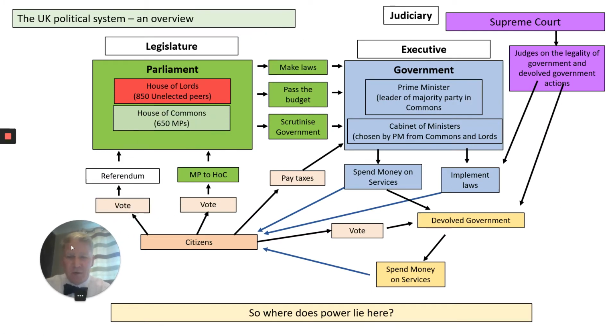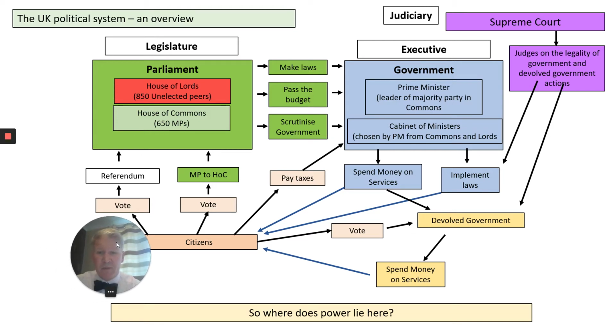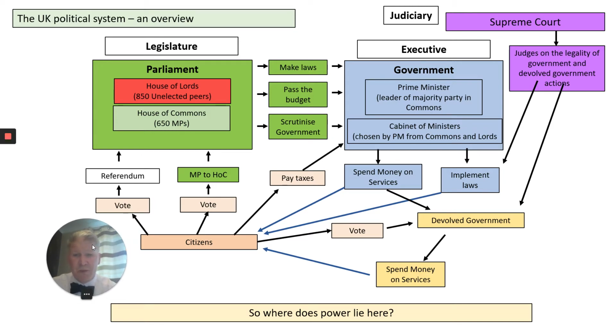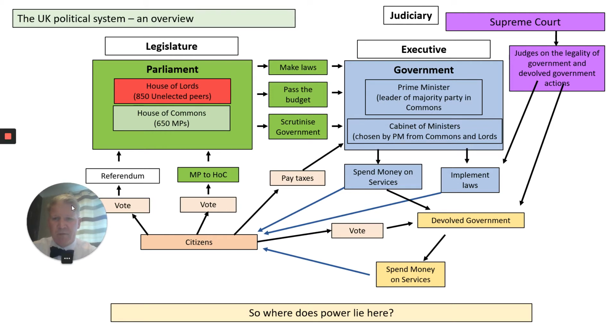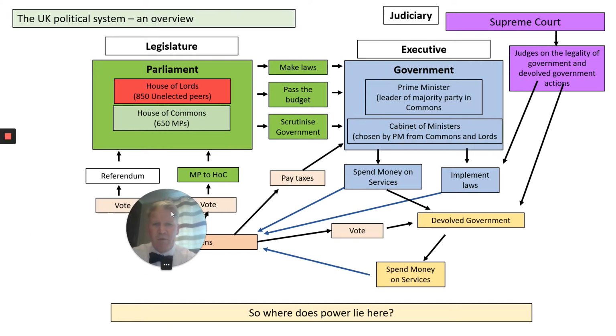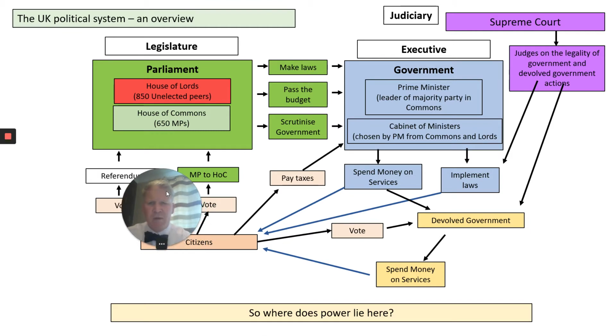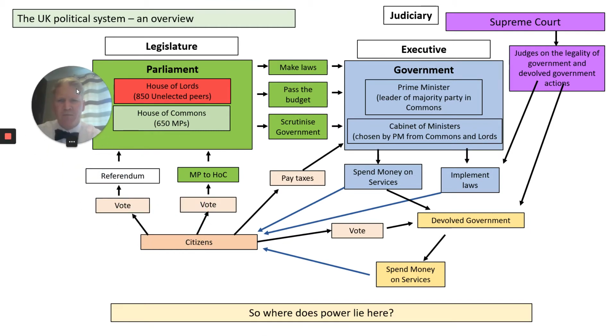This is an overview of our political system. I'm going to take you through it point by point so you get an understanding of how all these arrows fit together. Here we have citizens. What do we do in our political system? Well, we vote either in referendums, such as the Brexit example a few years back, or we vote every 5 years for our MP, who goes to the House of Commons in Parliament. That is part of our representative democracy.